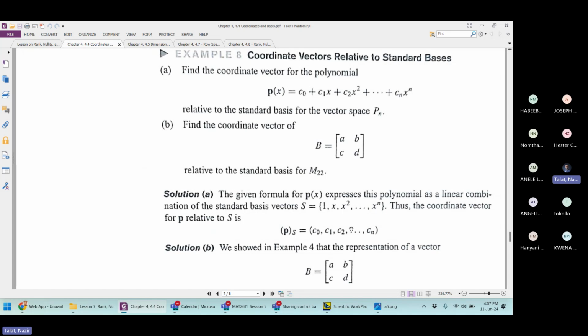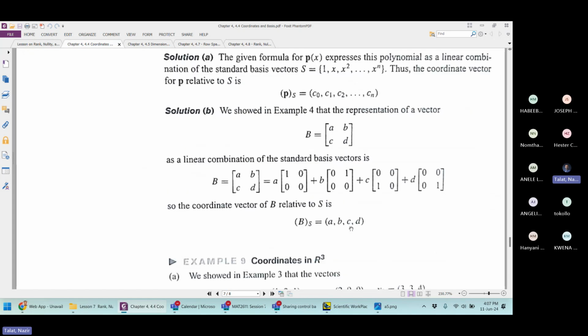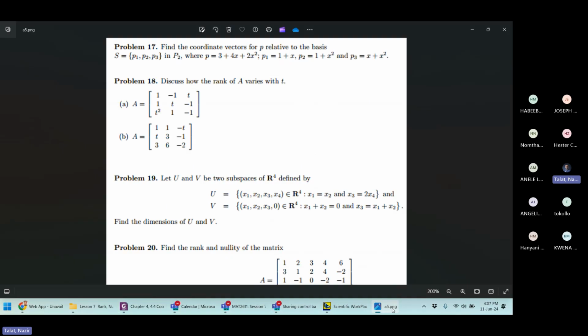But whenever they are not the standard basis, like in this example, what you need to do is take p equal to c1 p1 plus c2 p2 plus c3 p3, then solve these equations, figure out the values of c1, c2, c3 and write them as a vector. That vector is called the coordinate vector of p.